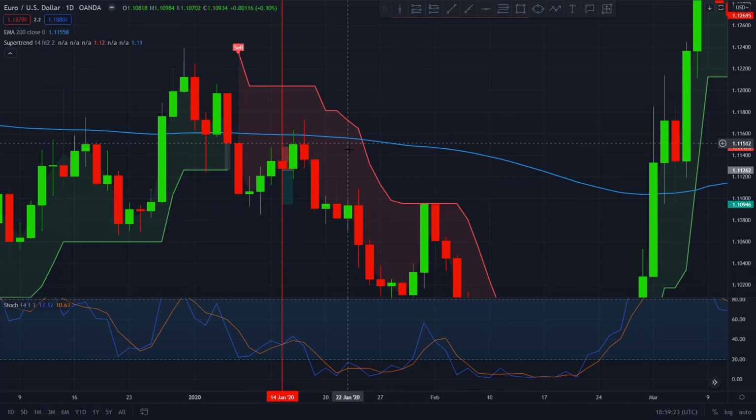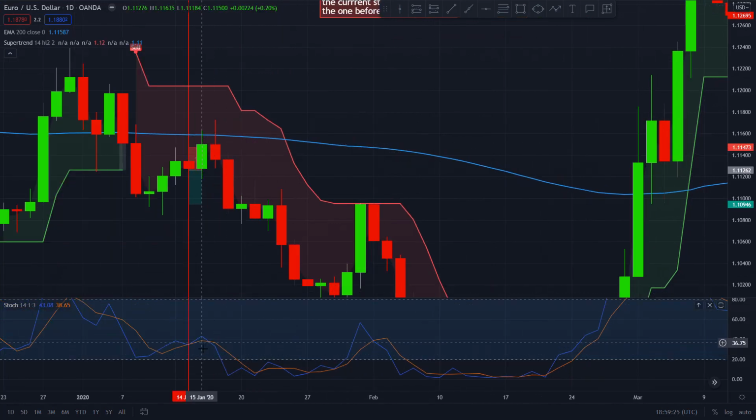Now let's see another entry. Here you can see we have a cross up, but we need a cross down. On the next candle, we get a cross down. Price is under the 200 EMA, and we have a red Supertrend above us. So this is going to be a valid short entry.